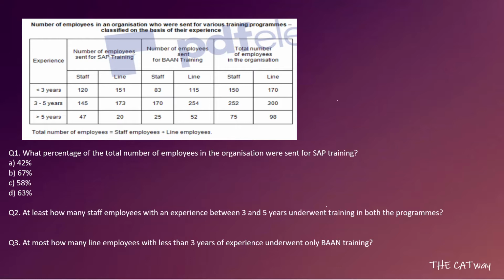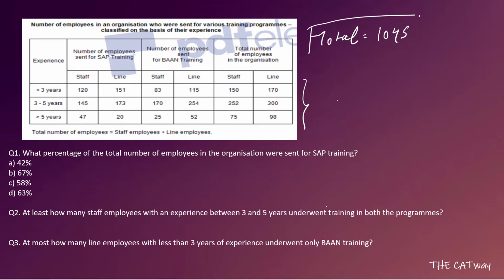So the first question says: what percentage of the total number of employees in the organization was sent for SAP training? So it is asking what is the total number of employees who went for SAP training. First we have to find out the total number of employees. So total employees is going to be the sum of 150 plus 170, 252, 375 and 98. When you add them all, you get 1045.